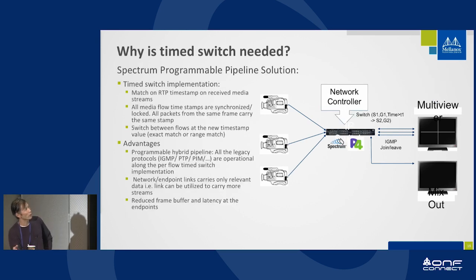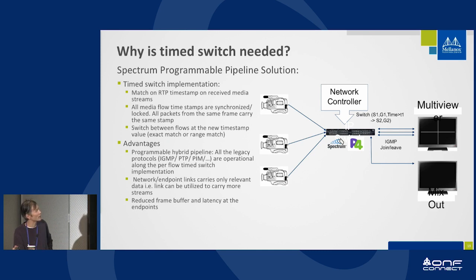So in this hybrid approach with this pipeline, the implementation will go as follows. We match on the RTP timestamp that's received in the media streams. The idea is that in RTP, all the packets that belong to the same video frame have the same RTP timestamp. So we can do a range match on that.